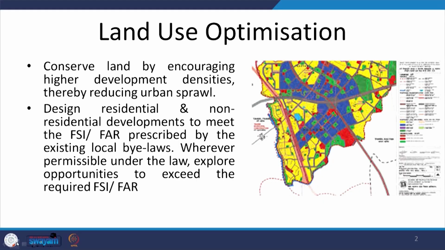So, the first one is land use optimization. When we are talking about land use optimization, we are talking about ensuring that the development densities are higher. Now, this is slightly different from what we looked at when we discussed development densities from the site selection point of view. There we selected a site, if there is a possibility, in dense areas of the city so as to control urban sprawl.